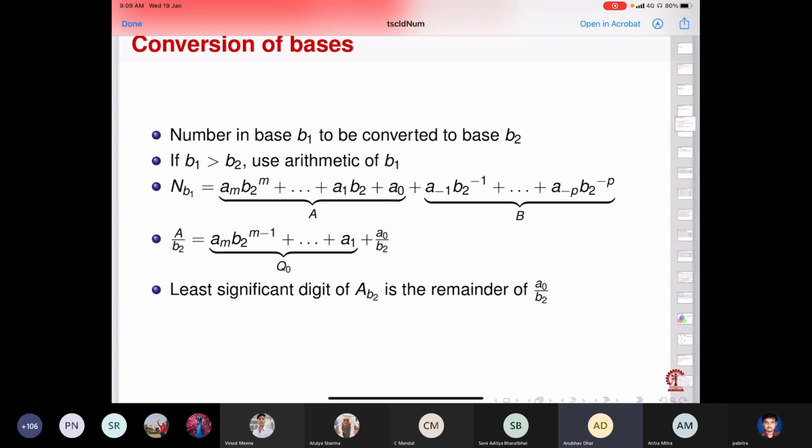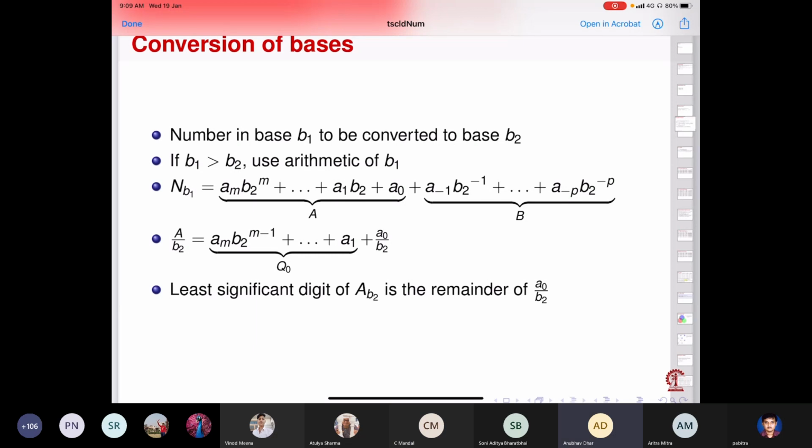Sir, so n subscript b1, shouldn't it be an expansion in b1's powers? No, N in B1 is the number in base 1, and what you have on the right is the number in base 2. So this is basically binary to decimal. You are doing the arithmetic, you are using the arithmetic of B1. That is exactly what was done in the earlier slide.